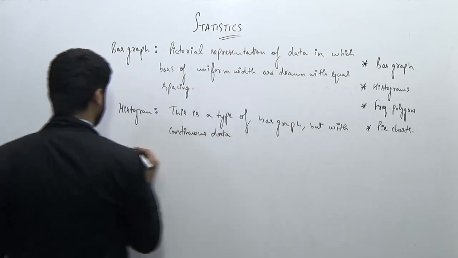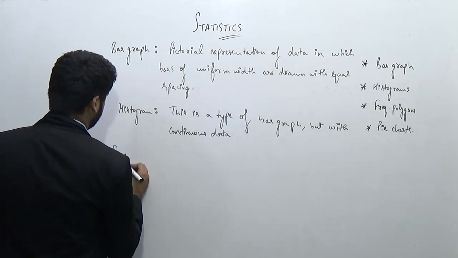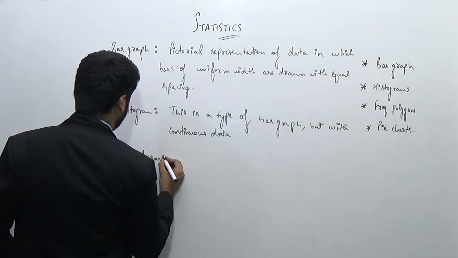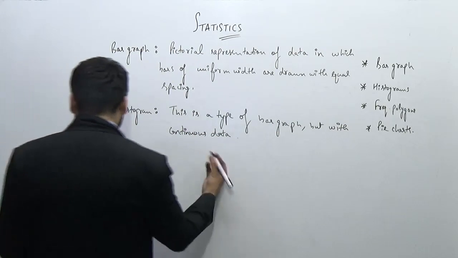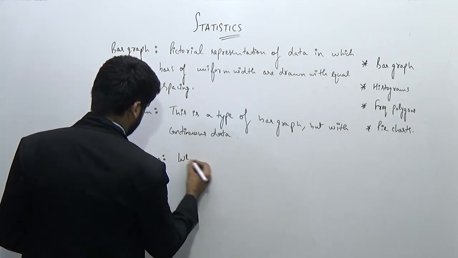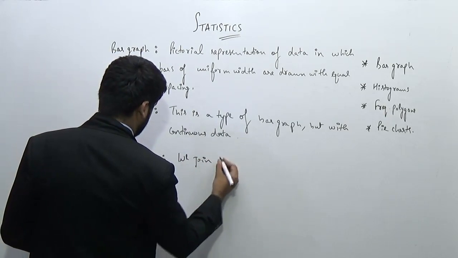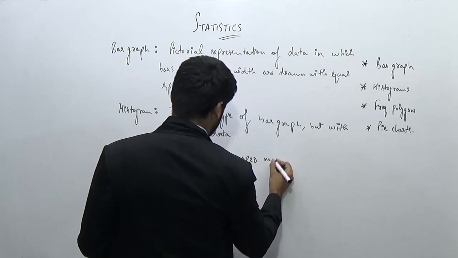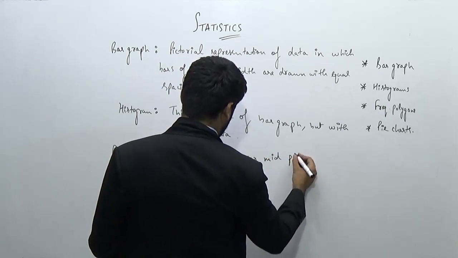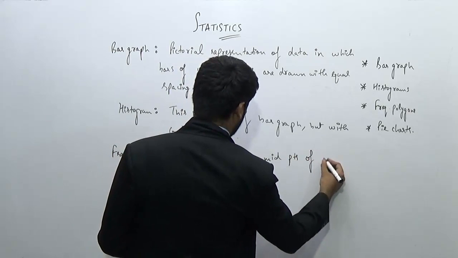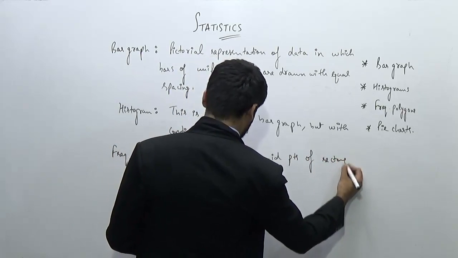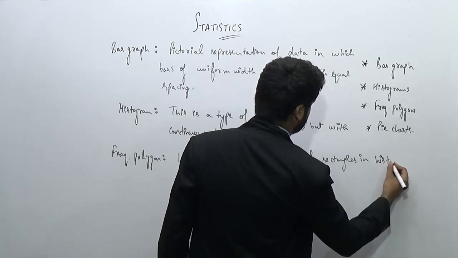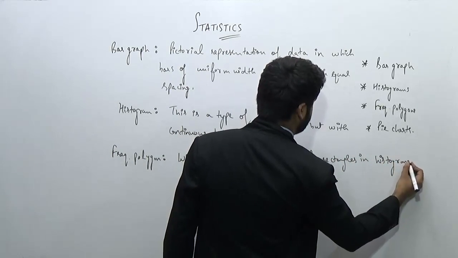Let's see the third one, which is the frequency polygon. And guys, note down the definition. The textbook definition is, here we join the upper midpoints of the rectangles in histograms. So these are the basic definitions.